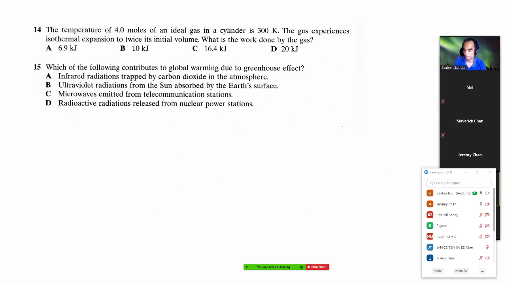Number 14. The temperature of 4.0 moles of ideal gas in a cylinder is 300 K. The gas undergoes isothermal expansion. What does isothermal mean? Isothermal means no change of temperature. Okay. Expansion to twice its initial volume. So V1 goes to 2V1.